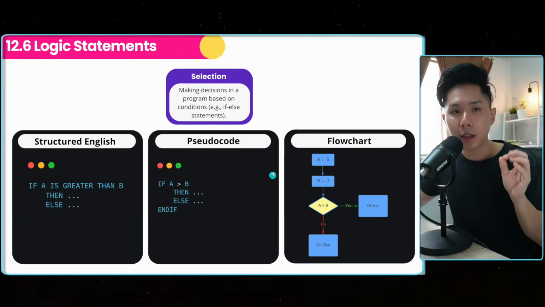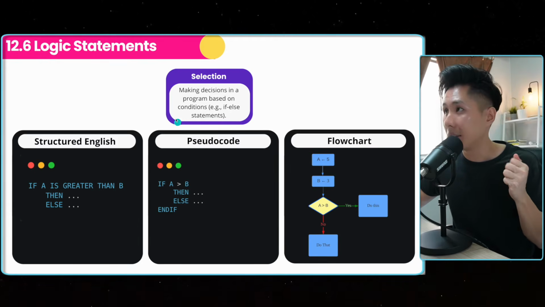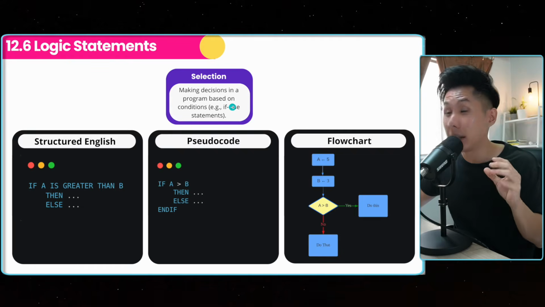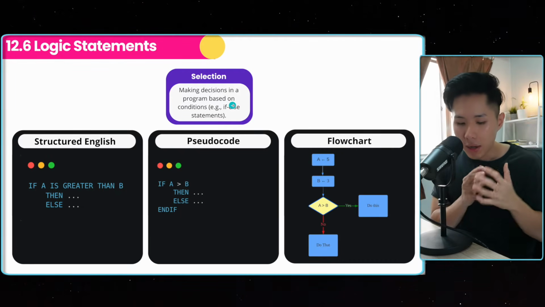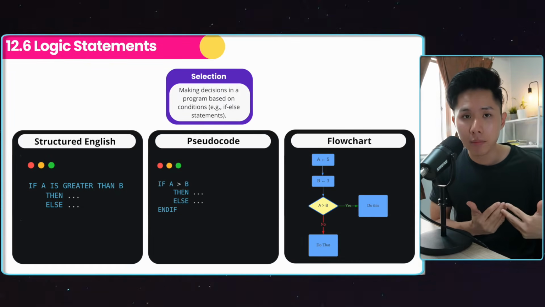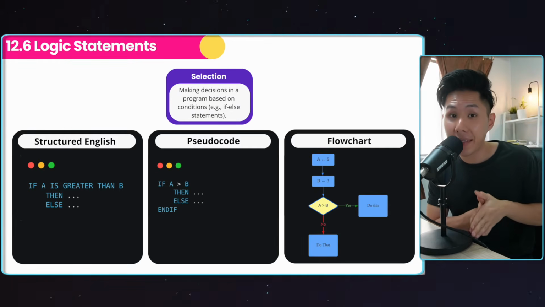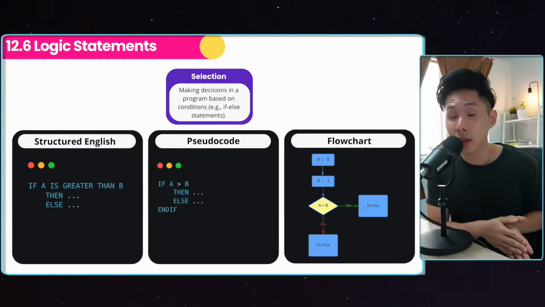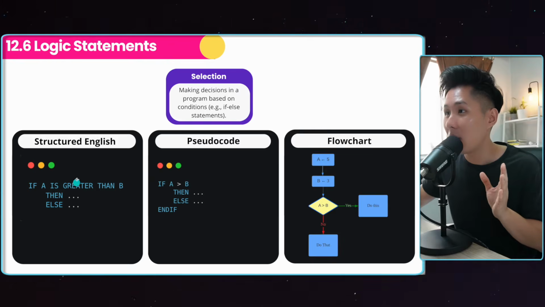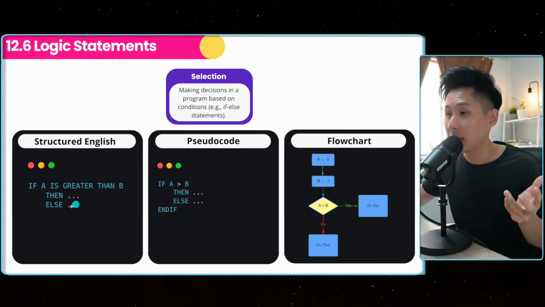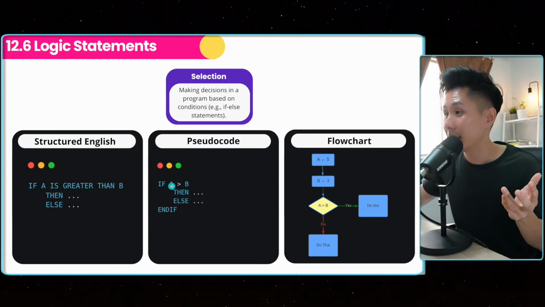Next construct we'll be learning is the logic statement called selection. It will make decisions in a program based on a condition. Look, when you're writing an algorithm, you want your computer program to be flexible. You want them to do different things based on different conditions. And this is how you will do it in structured English. If A is greater than B, then this line of code will be executed, else that line of code will be executed. And as for pseudocode, this is how you do it.